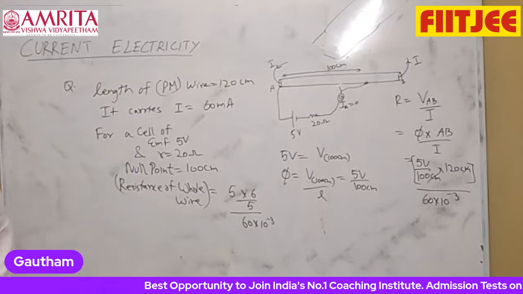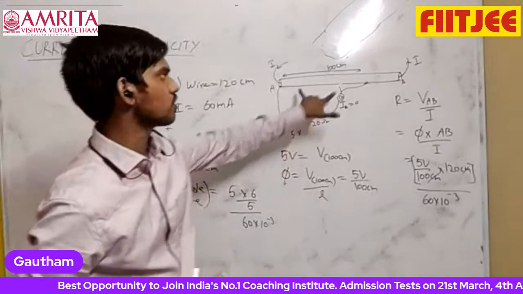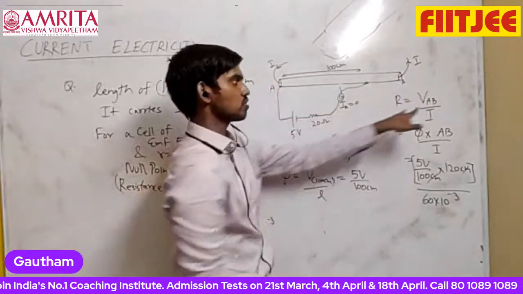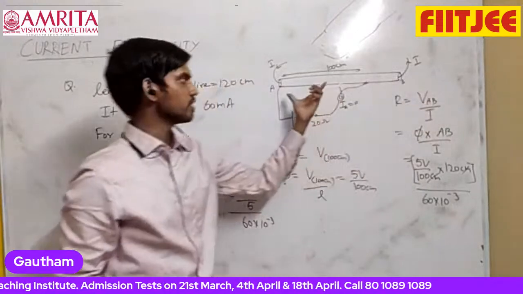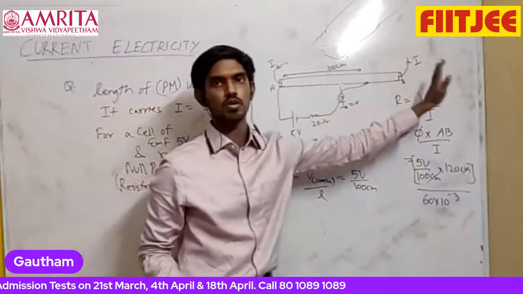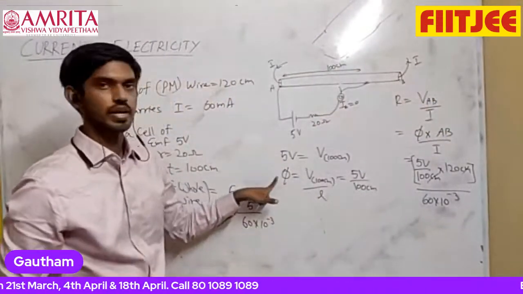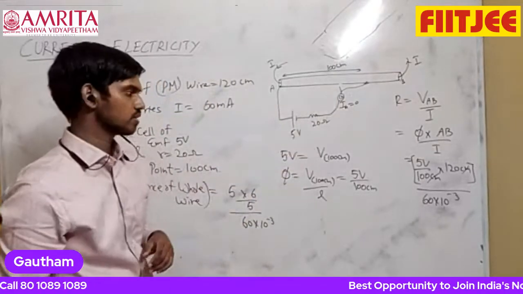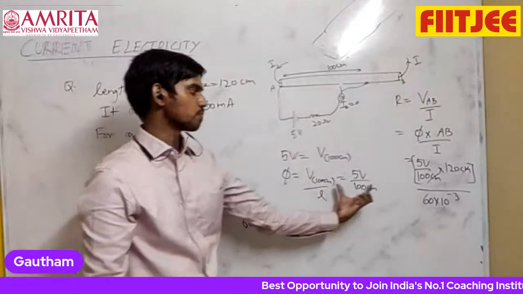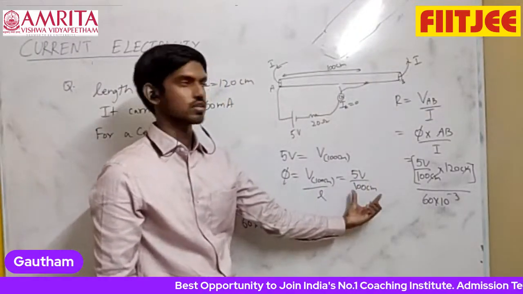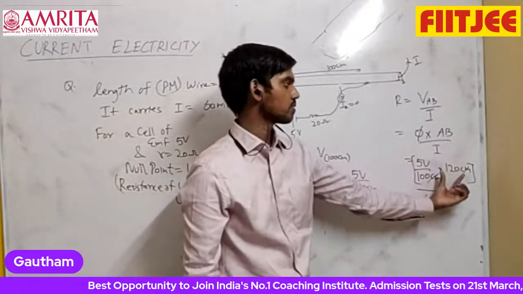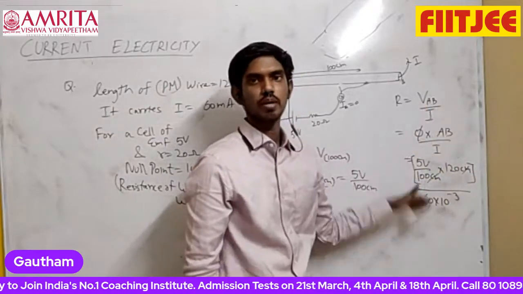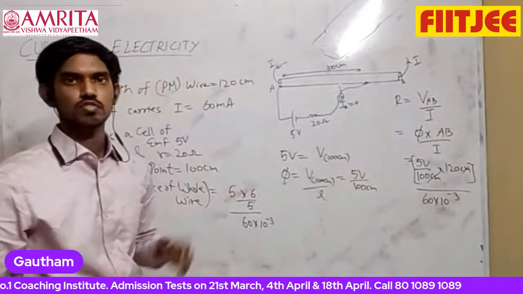I hope this is clear. The balancing length of 100 centimeters corresponds to 5 volt, so what is the total voltage drop for 120 centimeters? We know the voltage drop is proportional to length. That is the potential gradient: total voltage by length is constant for the entire wire. So the potential gradient, the voltage drop per unit length, into length AB, which is 120 centimeters, gives the voltage drop across AB. Divided by the current through the wire, it gives the resistance of the full wire.